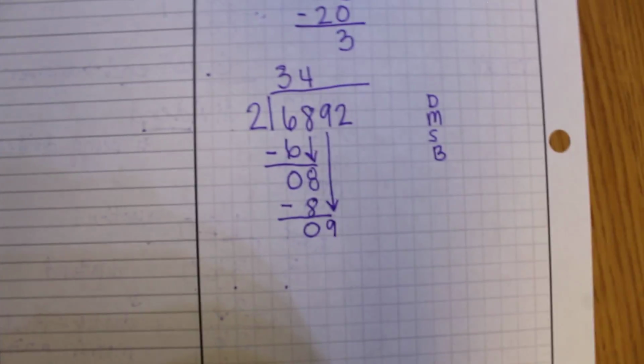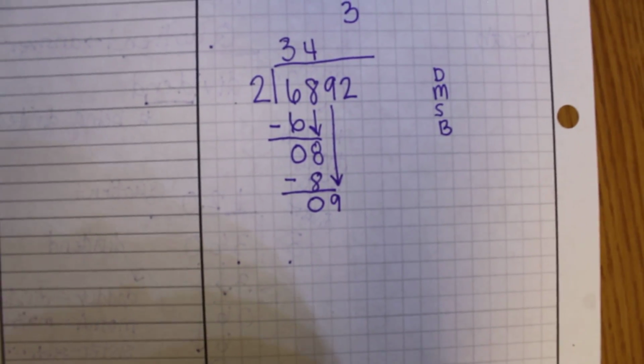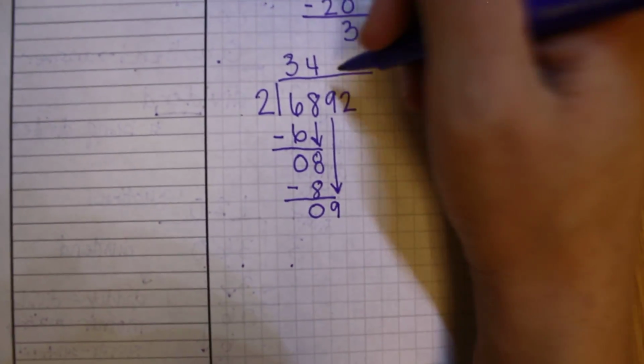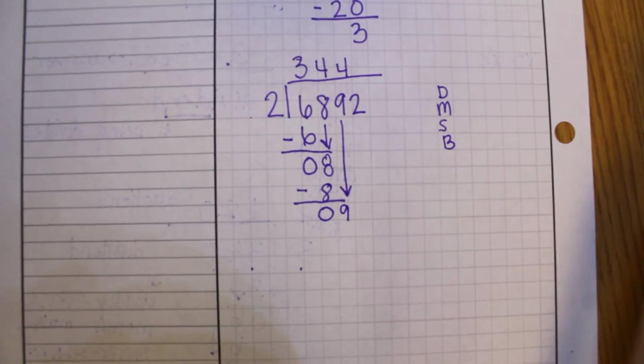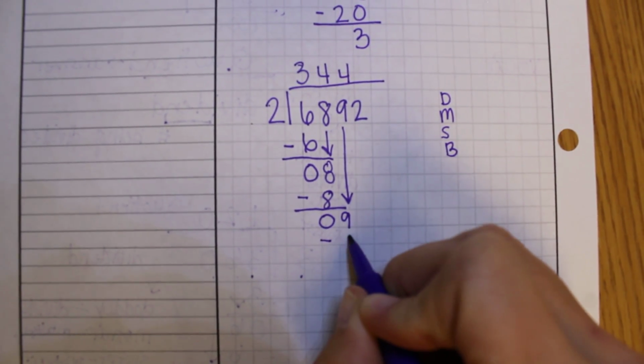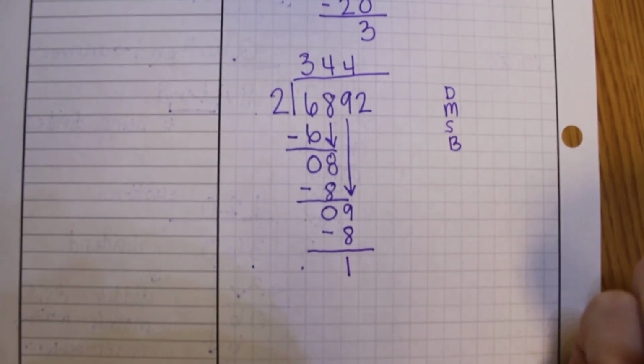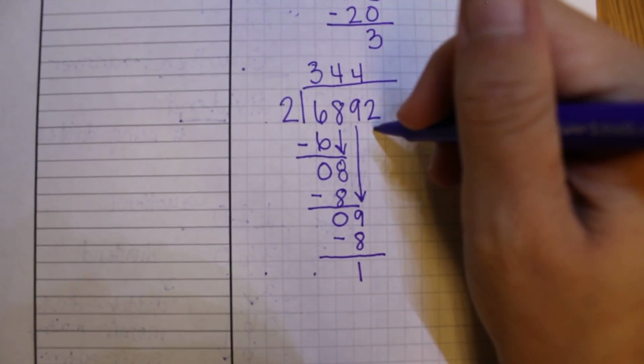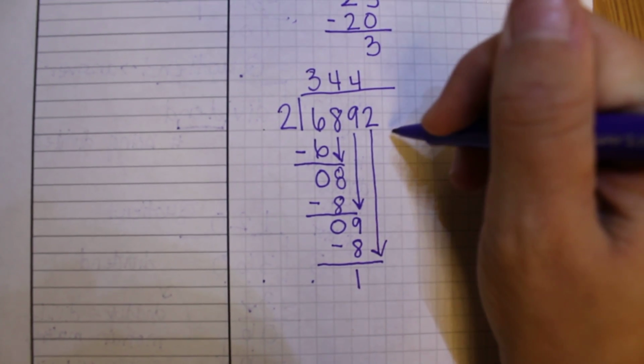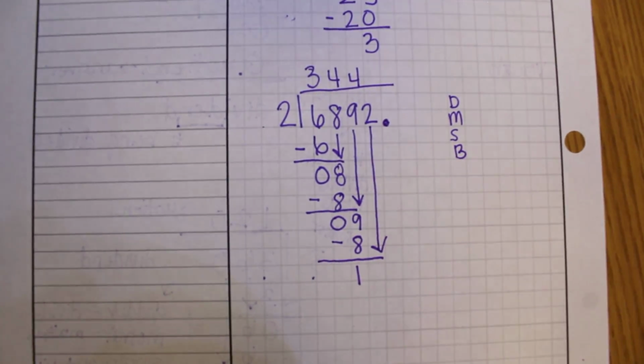Now, 2 doesn't go into 9 evenly, so we have to think of how many times it can go in. And 2 can go into 9 4 times. And 4 times 2 is 8. I'm going to subtract that, says my sister, and I get 1 left over. Now I still have a number I need to bring down. And I forgot my decimal, so make sure your decimal goes in there.